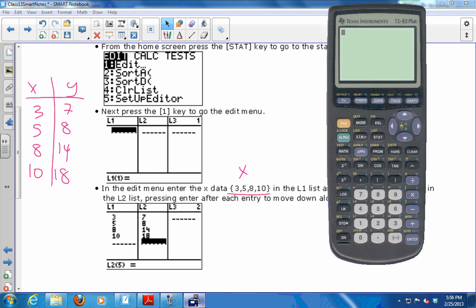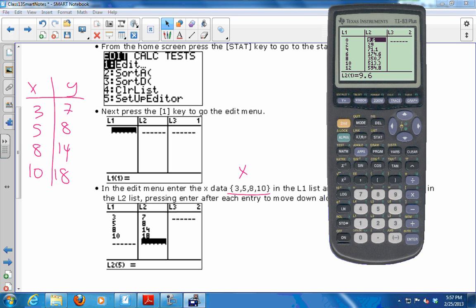So first, to enter the data, press the Stat button. Linear regression is a statistical analysis, so it's in the stat menu. Option 1 is edit. That's where we want to go. And then you're going to have a list 1, list 2, list 3 going across the top.